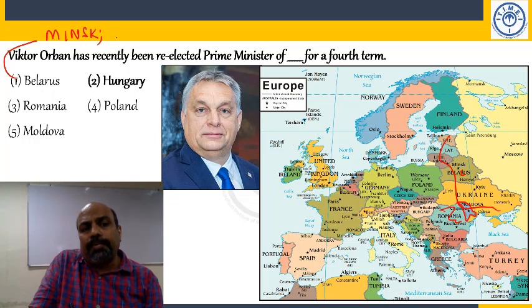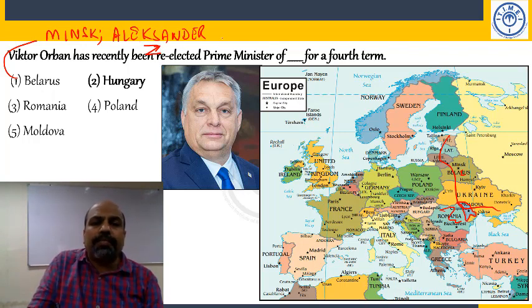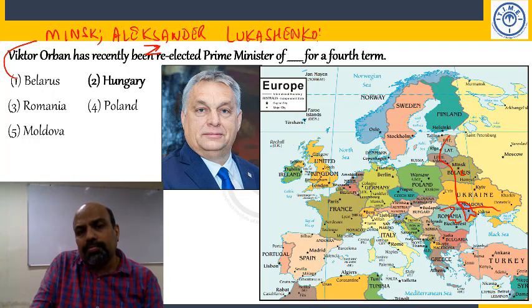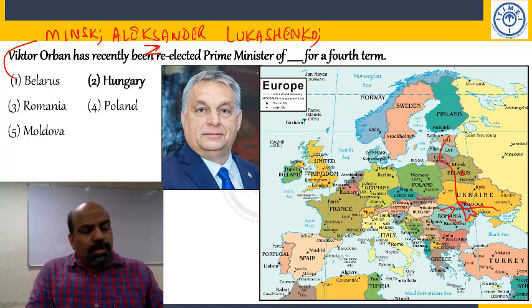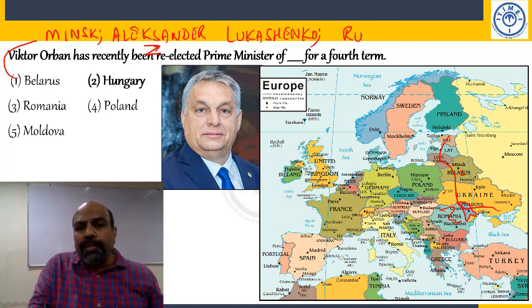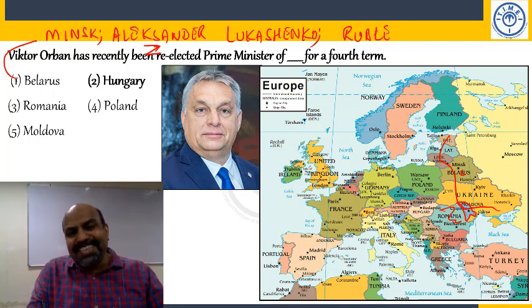The president is Alexander. In some places, you will find this spelling. Alexander Lukashenko, and the currency is ruble, Belarusian ruble. You can write R-O-U-B-L-E. I don't have a problem with that. So you could write that.